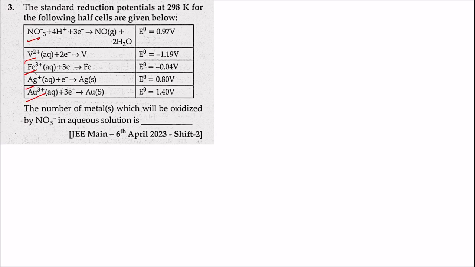Now any species whose reduction potential value is high acts as a good oxidizing agent, because its tendency to accept electron is high. If you compare the reduction potential values of the nitrate with other elements, the reduction potential value of nitrate is greater than vanadium, iron and silver. Since it is greater than vanadium, iron and silver ions, its tendency to get reduced is greater in comparison to these ions.